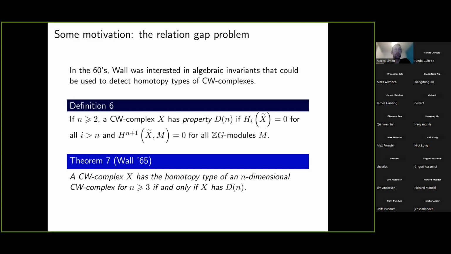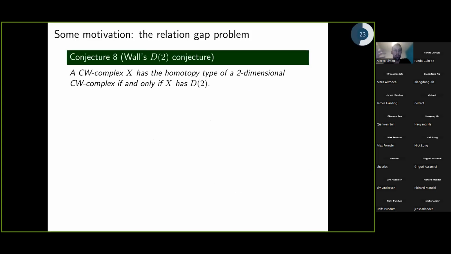So, okay, the definition is for n greater than or equal to 2, but the theorem is for n greater than or equal to 3. So that leaves some gap, right? That's what became known as Wall's D2 conjecture. And the conjecture states that if you have a CW complex X which has the homotopy type of a two-dimensional CW complex, then that should be the same as X having D2.